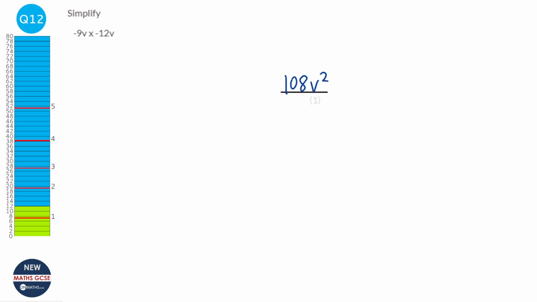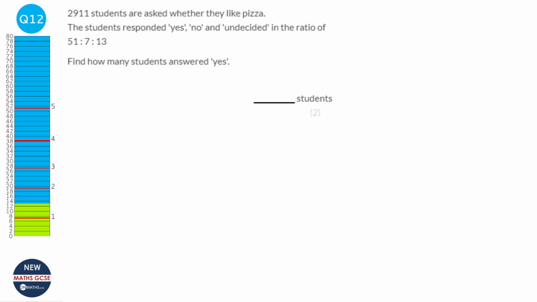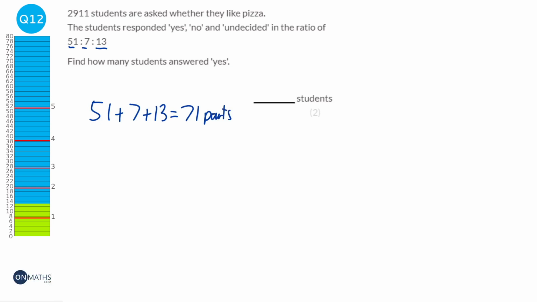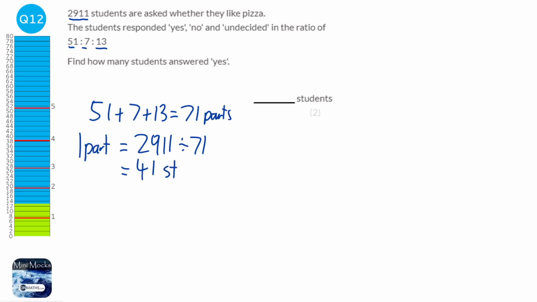We've got to first of all work out how many parts there are altogether in our ratio. So we've got 51 saying yes, 7 saying no, and 13 undecided. So altogether, we've got 51 plus 7 plus 13, which is 71 parts. Now each part is equal. So to find out the value of one part, we're going to do how many students there are, which is 2,911, and divide it by the 71 to find out how many students are in one part. One part's worth 41 students. So each one of those parts in the ratio is 41 students.